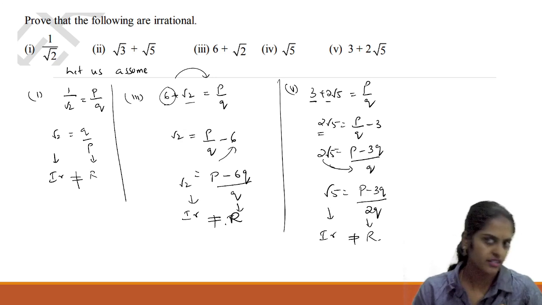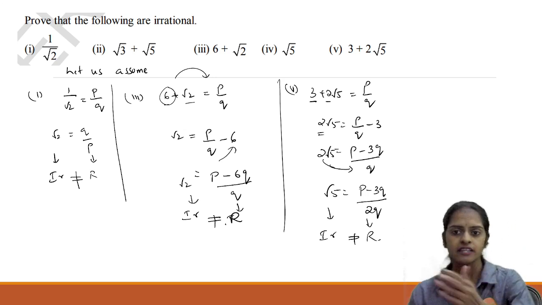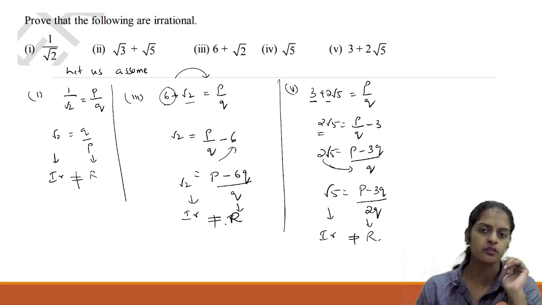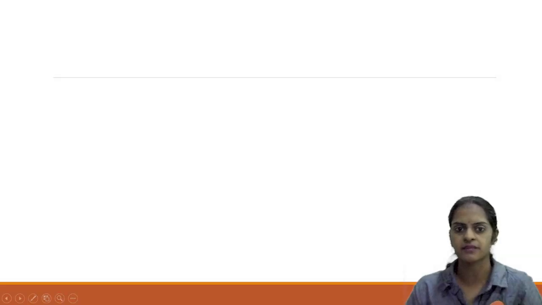So these are the short answer type questions. Now the remaining ones which I have left, the second and fourth bits, are long answer type questions. So let me explain that to you.